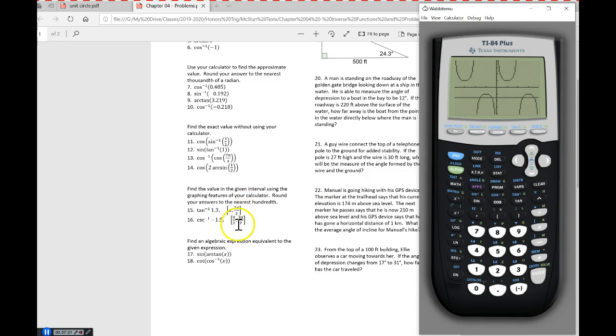The interval that I want is from pi over 2 to 3 pi over 2. So these negative ones are already out. Everybody agree with that? So pi over 2 is here, pi, 3 pi over 2 is here, so the one we're looking for is this spot right here. Everybody agree with that? Okay.